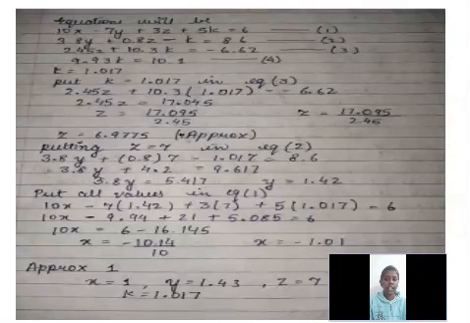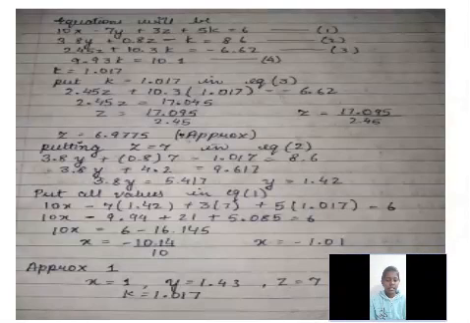which will give the value of k as 1.017. Putting the value of k as 1.017 in equation 3, we will get the value of z: 2.45z plus 10.3 into 1.017 equals -6.62. So 2.45z equals -17.095, and we get z equals -17.095 divided by 2.45, which is approximately equal to 7.